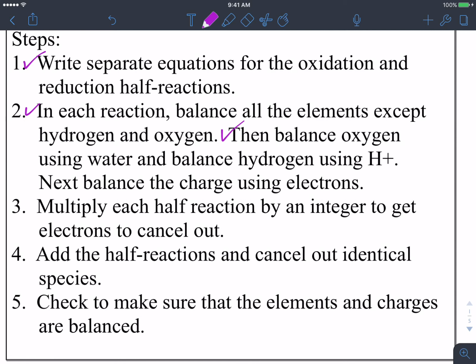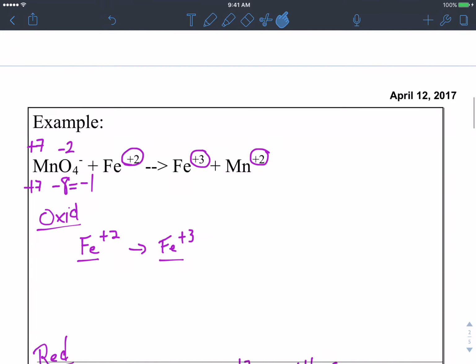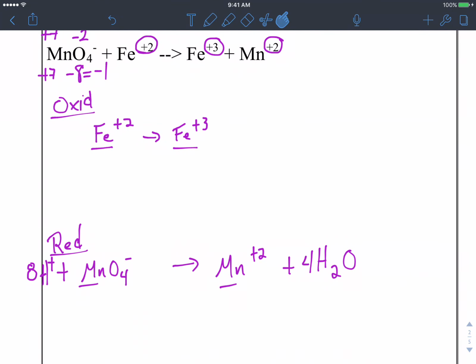Now it says we need to balance the charge using electrons. So let's start with the oxidation one. There is +2 charge on the left side, that +2 coming from the iron. There's a +3 charge on the right side. Now if we're going to use electrons, we have to keep in mind that electrons will reduce the total net charge because they are negatively charged. So we are going to add 1 electron to the right side of this equation. That means we have a net charge of +2 on the left side, and we have a net charge of +2 on the right side.